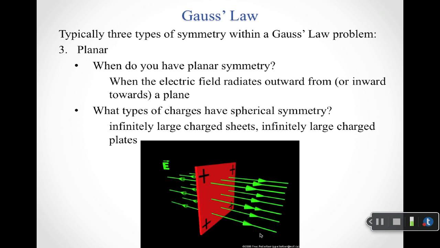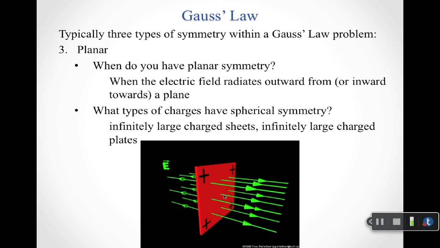So planar symmetry is when you've got electric field lines radiating either outward from or inward towards some plane, some sheet, right? And so the types of charges that'll give us planar symmetry are either going to be infinitely large charged sheets or infinitely large charged plates. And again, the infinitely large says that we're far enough away from the edges that we don't need to worry about fringing effects at the edges. So if we're very close towards the center of some normally sized charged sheet, then we can act like it's infinitely large, and we can use Gauss's law.